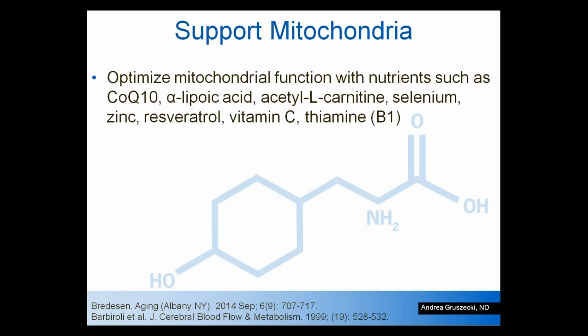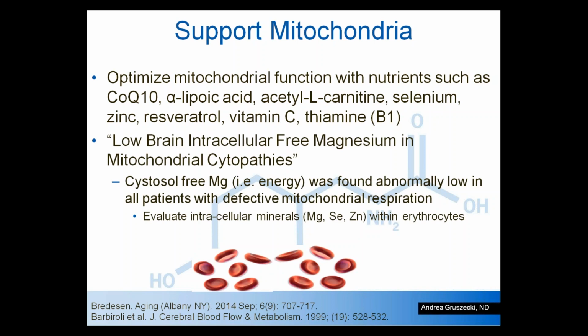The next step in the protocol supports mitochondrial function. Mitochondrial function behind the blood-brain barrier is essential for normal neurotransmission and metabolism. And we need to remember that magnesium is an essential cofactor for mitochondrial function and neurotransmission. Intracellular magnesium evaluations provide the best estimate of nutritional status.